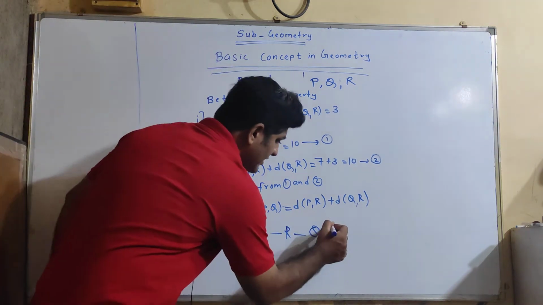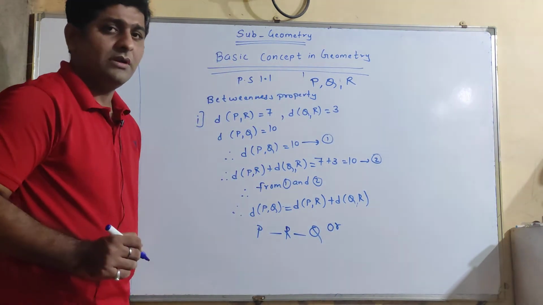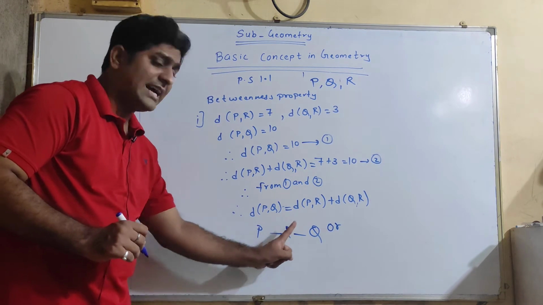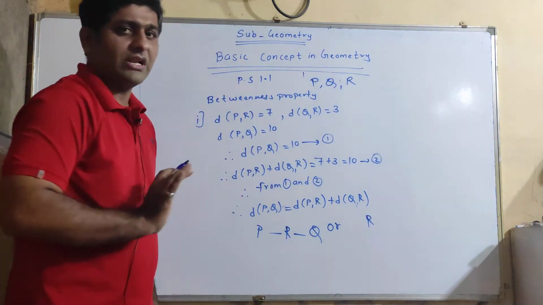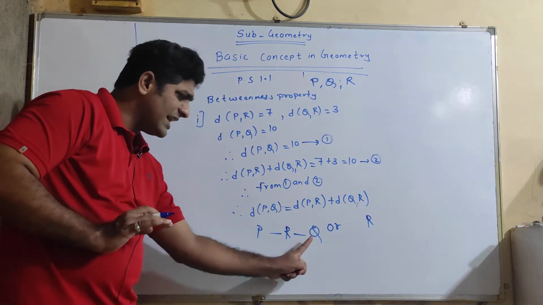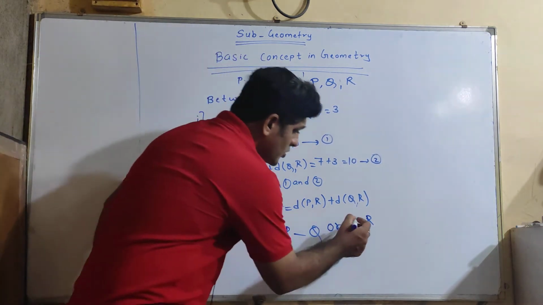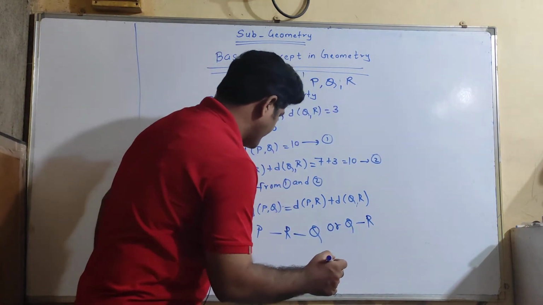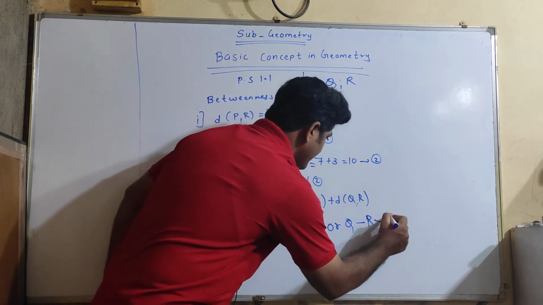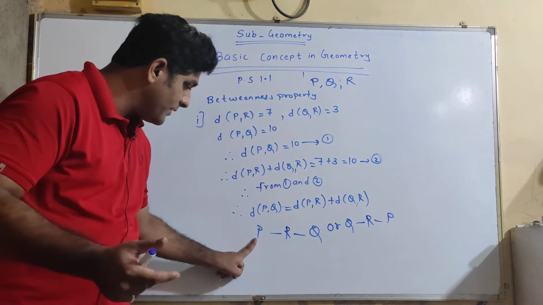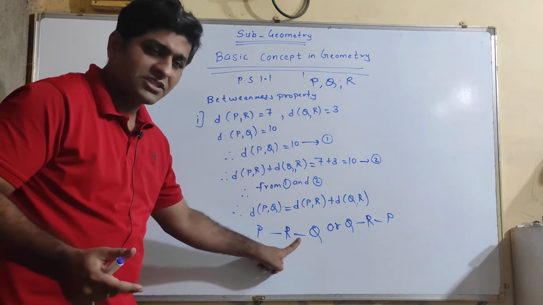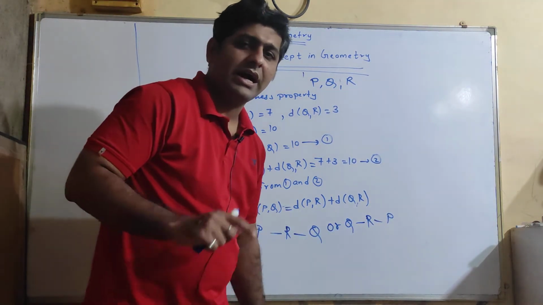Or what is the other way that I can represent this now? If I don't want to represent it as P dash R dash Q, the other way is R, which will come in the middle, and just slightly interchange the position. So what do I get? Q and P. So the betweenness property I can represent now as P dash R dash Q or Q dash R dash P.